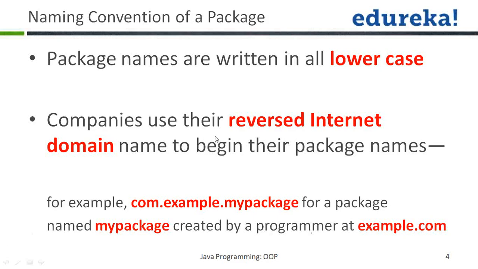Second, companies use their reversed internet domain name to begin their package names. Now what does this mean? The example is right here. There's a company named example and the website is example.com. This is the domain name of the website. So if this company wanted to make a package, it would write com.example.mypackage, for a package named mypackage created by a programmer at example.com.